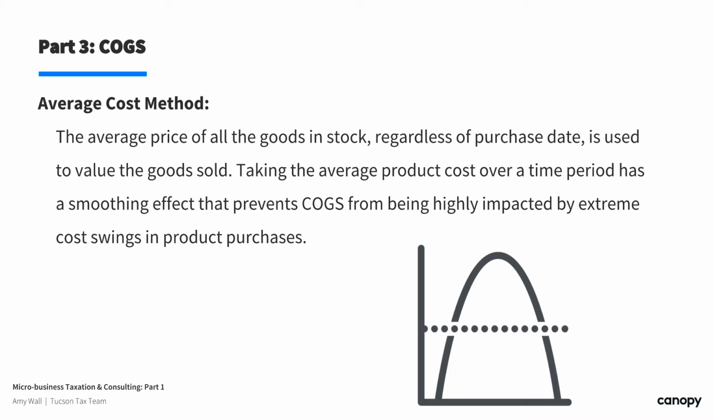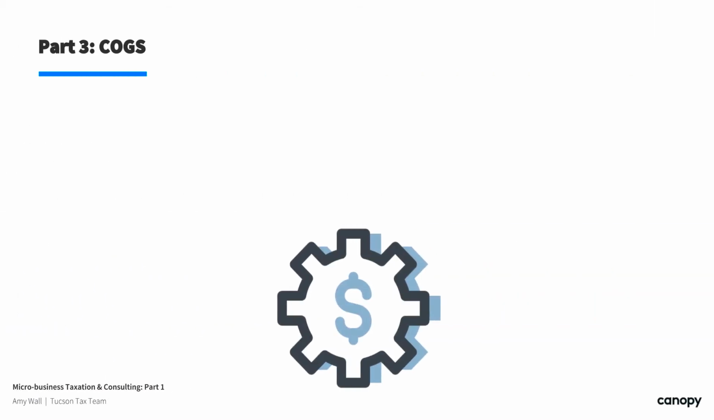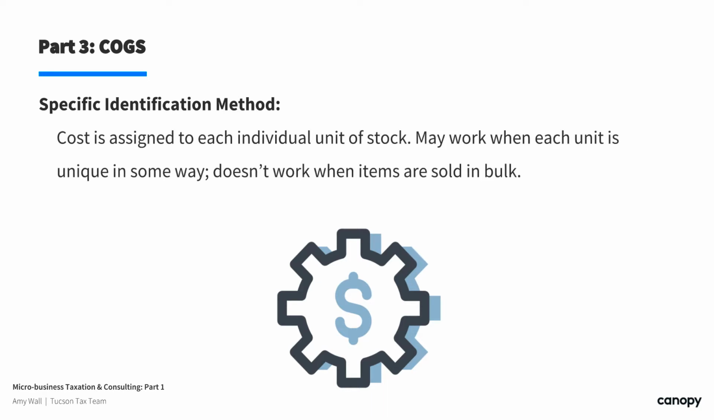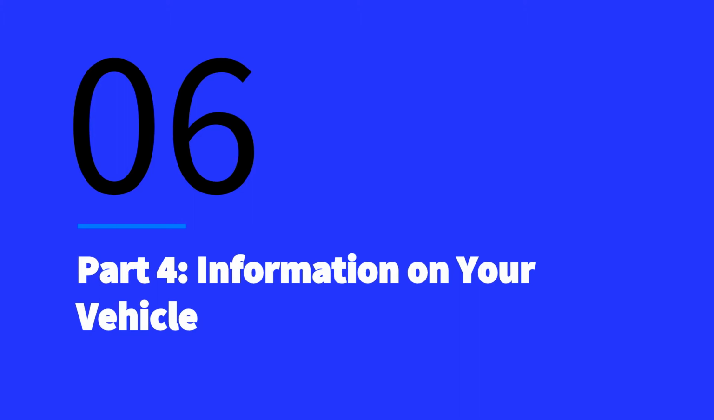Okay, there's also a specific identification method. This is a cost assigned to each individual unit of stock. This only works when the stock items are unique in some way, like individual pieces of art. My individual piece of art, I'm selling this specific piece, and it costs this specific amount. It doesn't work when we're selling bulk items and they all look the same. I don't think I've got anybody who's using the specific identification method. I think this is really unusual. Okay, so let's move ahead.